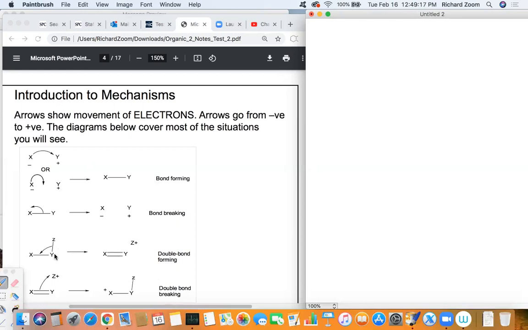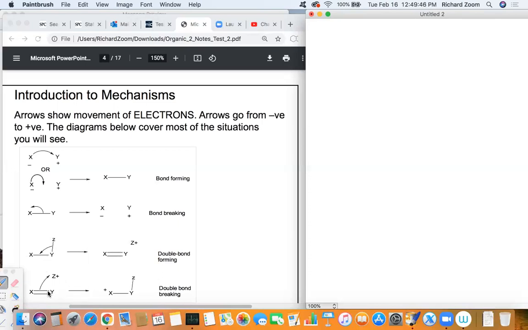So you can see this one here, double bond forming. I've included this one in double bond breaking because we often see this in aldehydes and ketones. And you can see the double bond forming would be from the electrons in a YZ bond here being used to form a double bond, which is really just a combination of bond breaking and bond forming, bond breaking here and bond forming here, but happening simultaneously.